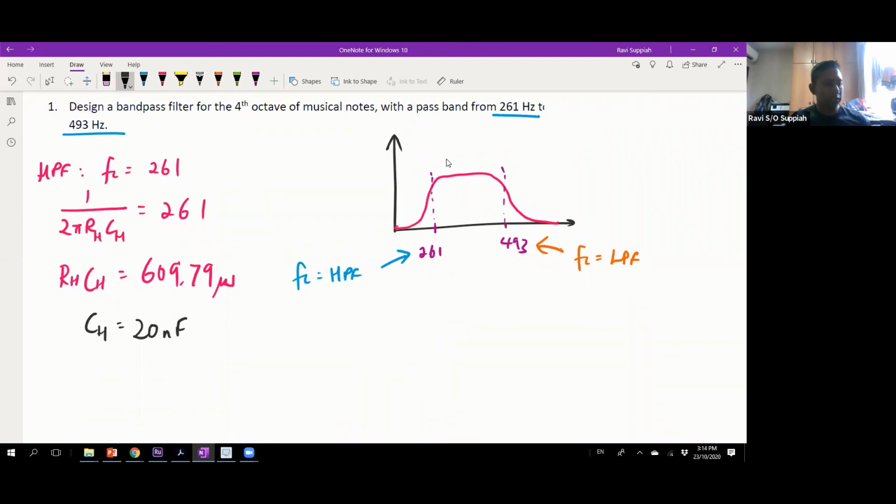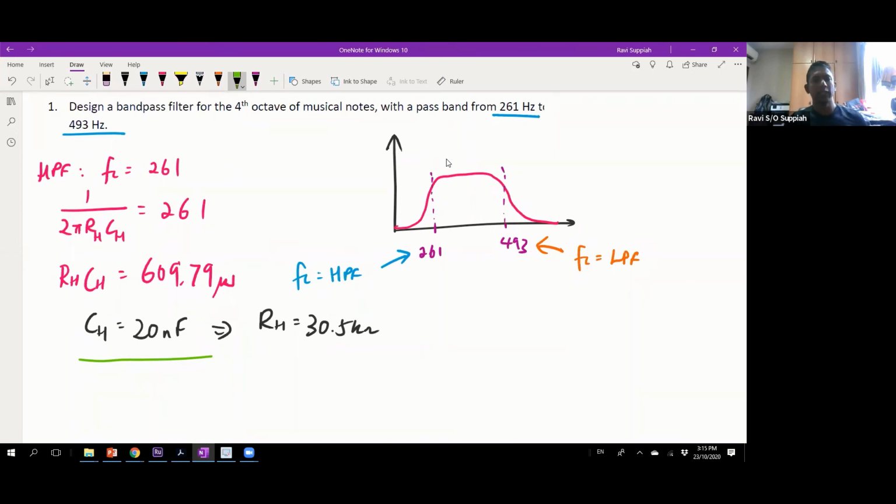If I choose C as, let's say, 20 nanofarad, that will give me my R as 30.5 kilo ohm. Again, I repeat, there is no particular reason why I chose this C. It is just a choice. You could have chosen any other nanofarad or picofarad or microfarad that you can get off the shelf. Whatever capacitance value you have chosen, you just calculate the corresponding resistance value.